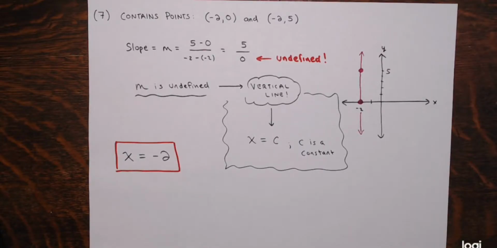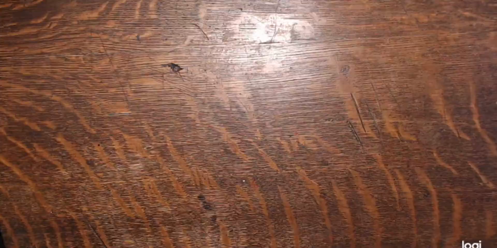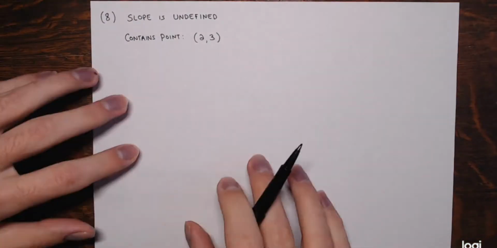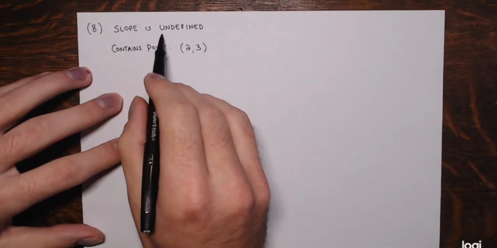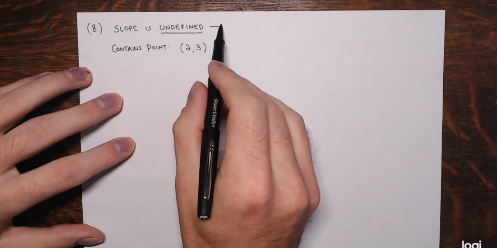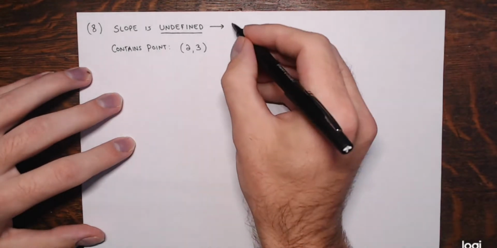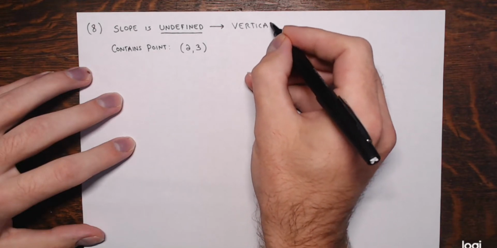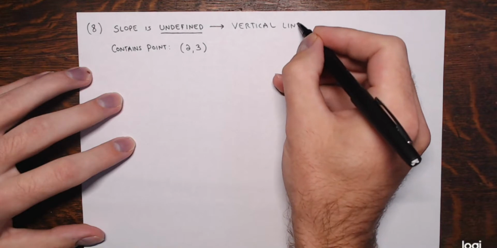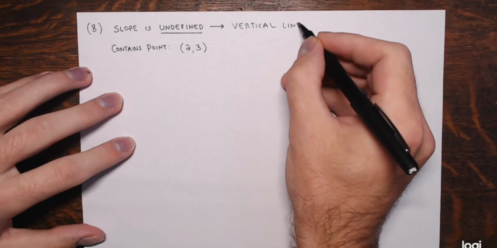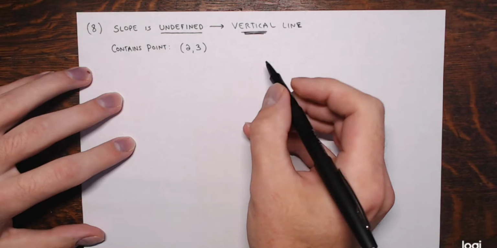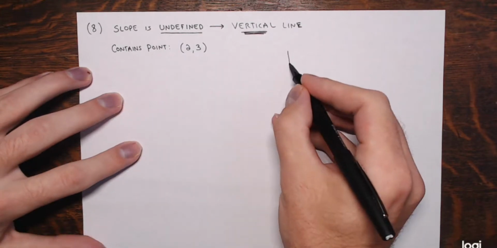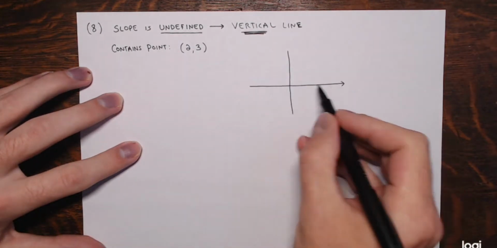All right, so the next one is pretty much the same thing. We're told in example 8 that the slope is undefined. When the slope is undefined, it means it's a vertical line. And when the slope was 0, that was a horizontal line. And it contains the point 2, 3. So I can draw a very quick sketch of this.